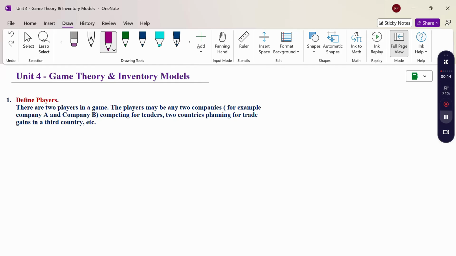In this section, we are going to discuss short question and answer for Unit 4: Game Theory and Inventory Model. See the question. Define players. There are two players in a game. The players may be any two companies, for example, company A and company B competing for a tender, or two countries planning for trade gain in a third country, or team A and team B participating in any type of game. So these are the players.